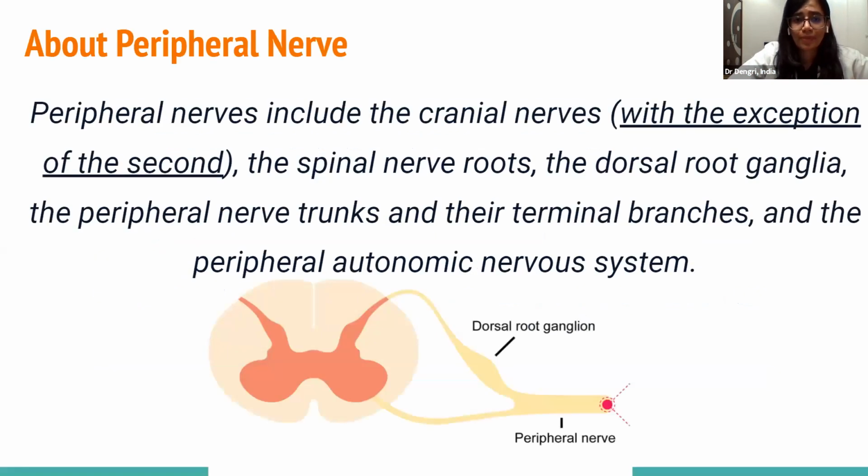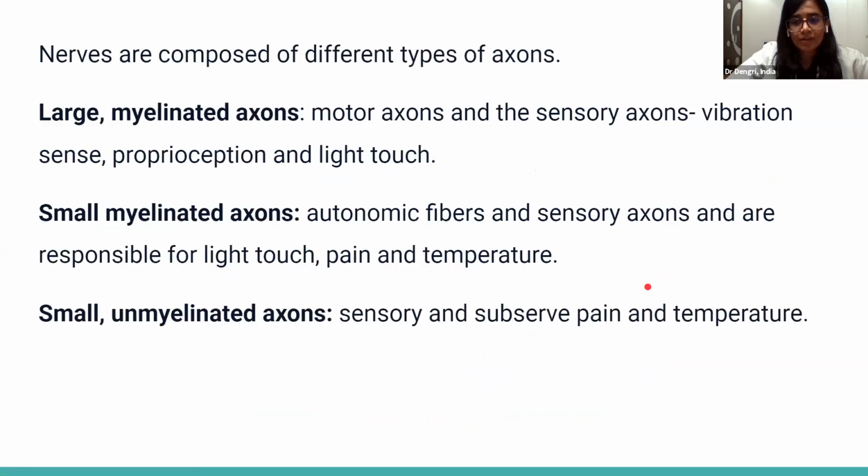So first of all, what is the peripheral nerve? Peripheral nerve includes all the cranial nerves except for the second. It includes the spinal roots. It includes the dorsal ganglia. It includes the peripheral nerve trunk and its terminal branches, and then the autonomic system. What are the types? So there are various types.